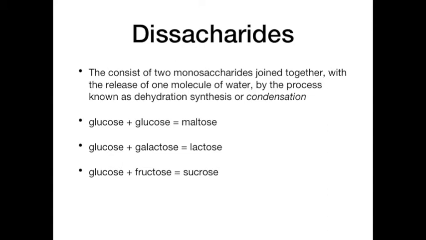I told you, we've got three monosaccharides: glucose, galactose, and fructose. Glucose and glucose gives us maltose. Glucose and galactose gives us lactose, and glucose and fructose gives us sucrose. Okay, these are all sugars. This is the common sugar. This is found in milk. I won't get into more details right now.